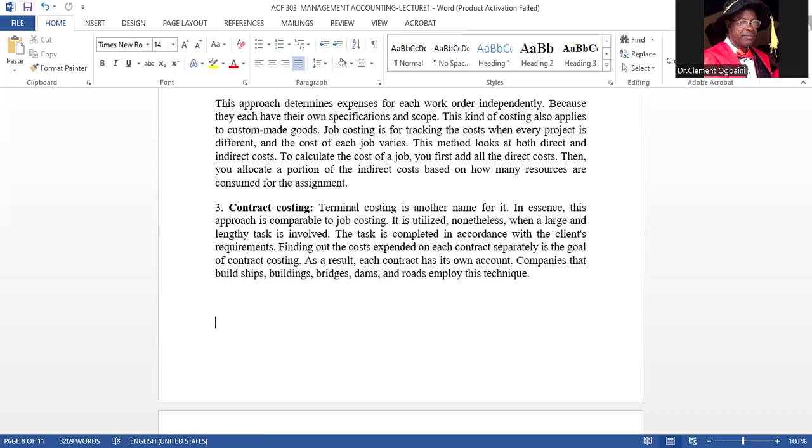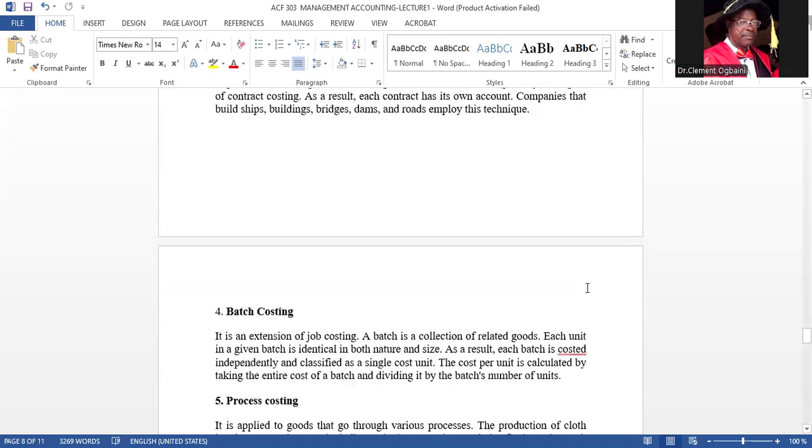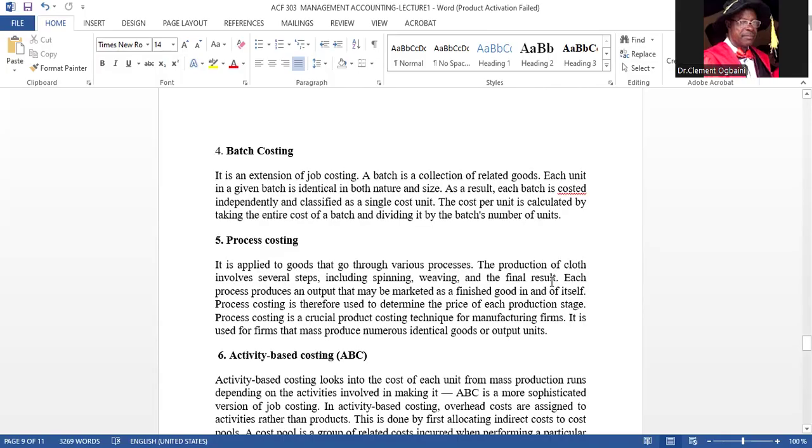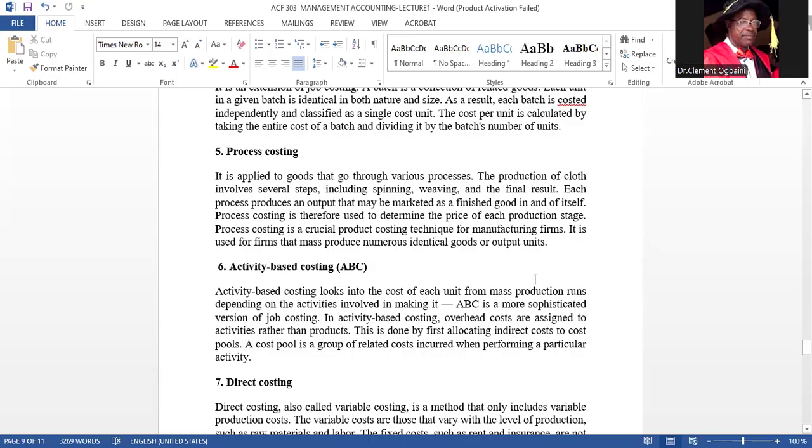Another difference between job costing and contract costing is that most job costing is done at the factory. The job is executed at the factory. But in contract costing, you may have to go to the client's place to do the contract, for which you have to carry equipment to where you are executing the contract. Then we also have batch costing, like a company that produces different batches of products. Then you have the process costing.